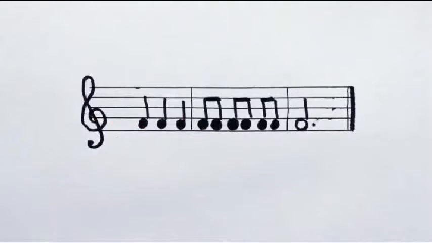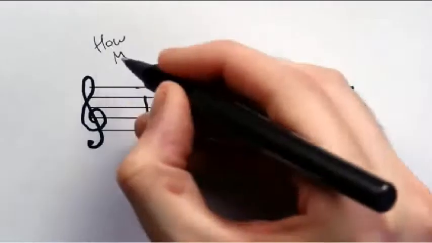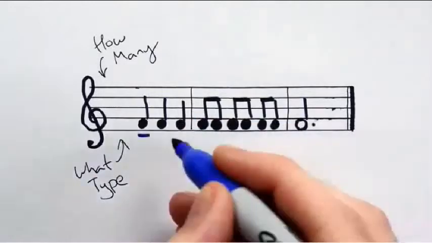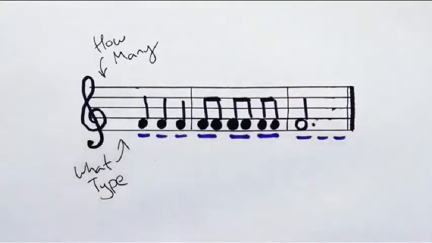Let's put a time signature at the beginning of this tune. So we need to figure out how many beats will be in each bar, the top number, and what type of beats they are, the bottom number. Now it looks like we can group everything neatly into crotchet beats, like so. So I feel pretty confident that the bottom number will be 4.